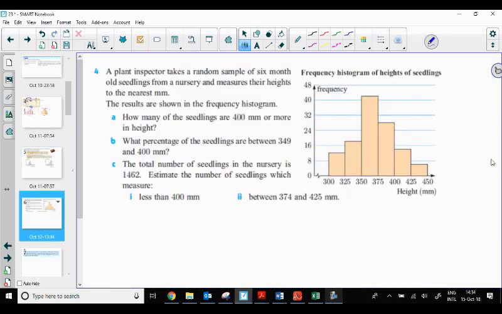Okay, interpreting a histogram. This is not an exact science. Letter A, how many of these seedlings are 400 millimeters or more in height? Well, 400's right here, so what number is that? I don't have the exact data in front of me, so I don't know. It's a little more than halfway between 8 and 16. So what do we call it? Like 14? I don't know. Yeah, maybe that can be 14 and this can be 6. So I'm going to say it's around 20.